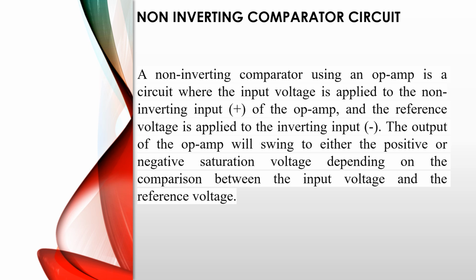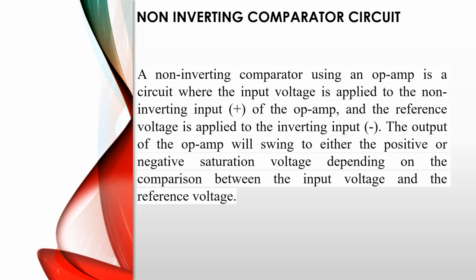In this case, for the non-inverting comparator circuit, the input voltage is applied at the non-inverting input terminal of the op-amp and the reference voltage is applied to the inverting input terminal. The output of the op-amp will swing to either positive or negative saturation voltage depending on the comparison between the input voltage and the reference voltage. So this is the proper definition of the non-inverting comparator circuit.